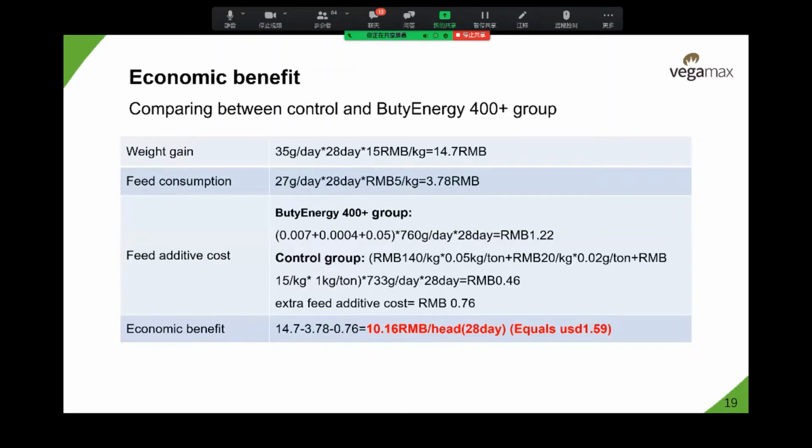As per these trials, we also calculated the economic benefits based on the weight gain, feed consumption, and feed additive cost. Finally, we get the data that the economic benefit is nearly 1.6 US dollars per head during the whole 28 days.